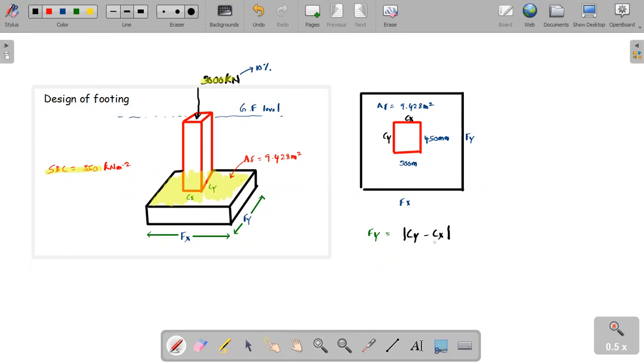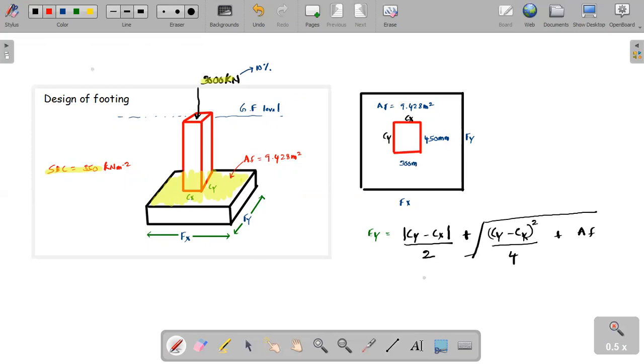The modulus means if I change this one, it presents the positive answer: the difference over 2, plus the difference of Cx and Cy squared. That is also okay. You can change the Cx and Cy. If you take the square of a number, definitely it should be a positive answer. Over 4, plus area of the footing, square root. This is the formula for the Fy.